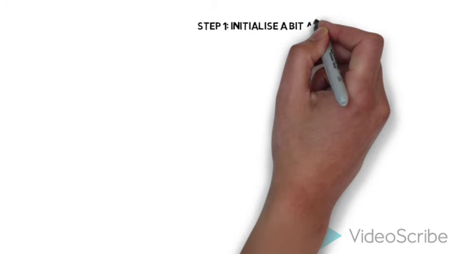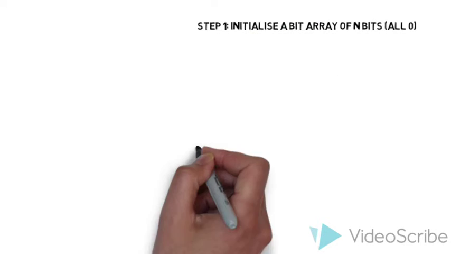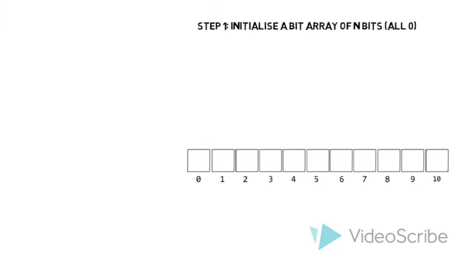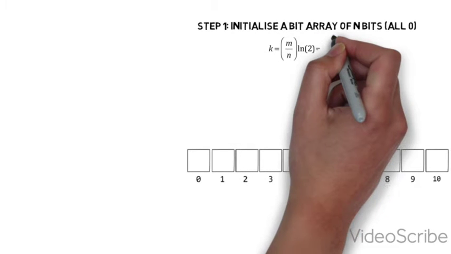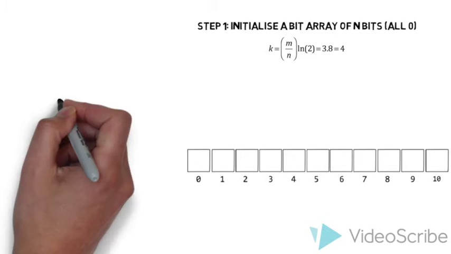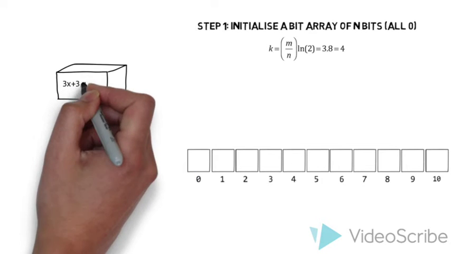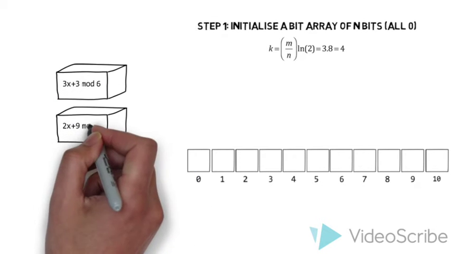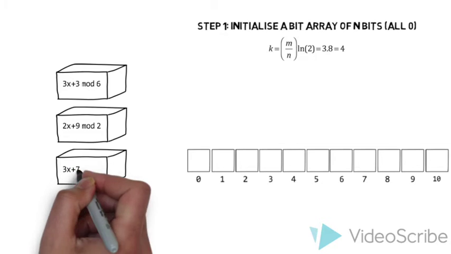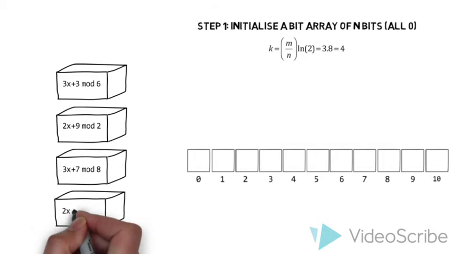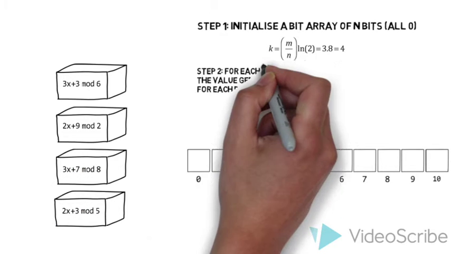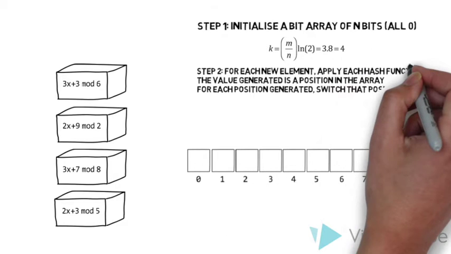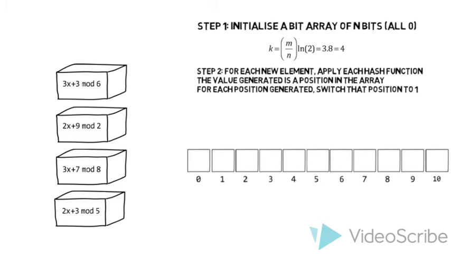Let's run through an example. Step 1 of the algorithm is to initialize an array of n bits. We can also work out that the optimal number of hash functions for these 11 bits is 4. We can then set up some hash functions. For each new element, we apply each hash function. The value generated aligns with the position in the array. For each position generated, we switch the position to 1. If it's already 1, we leave it.